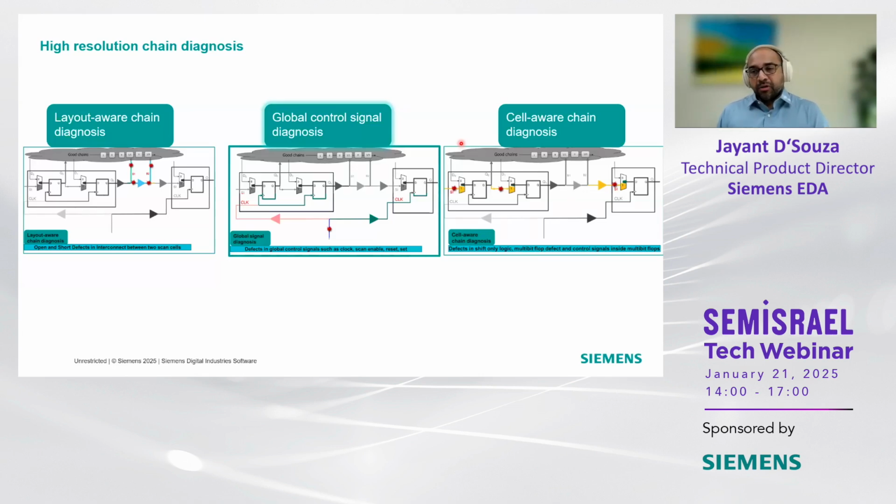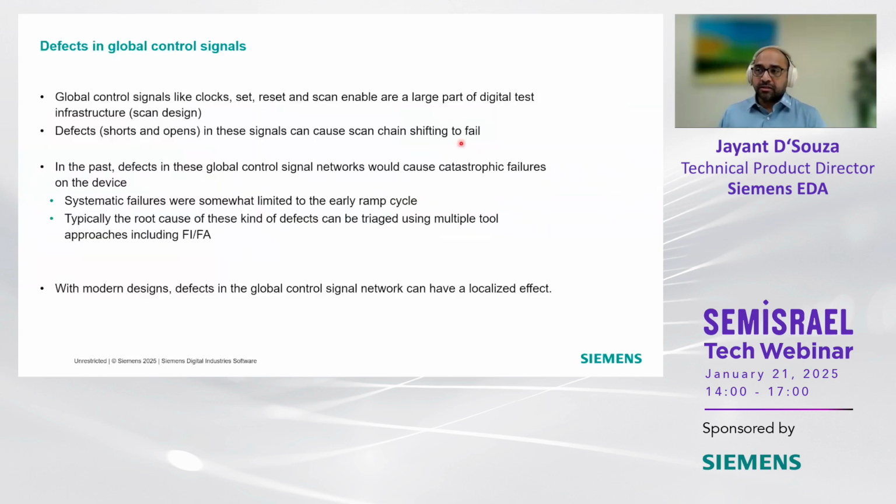The next thing that I want to talk about is global control signal diagnosis. Global control signal diagnosis targets defects in global control signals like clocks, scan enables, sets, and resets. Again, this is also focused on back end of line defects. Clocks, sets and resets are a very large part of digital infrastructure in the design, and if you have a defect like a short or open on these signals, you can cause scan chain shifting to fail. In the past, these would just manifest as a catastrophic failure of multiple scan chains failing at the exact same time.